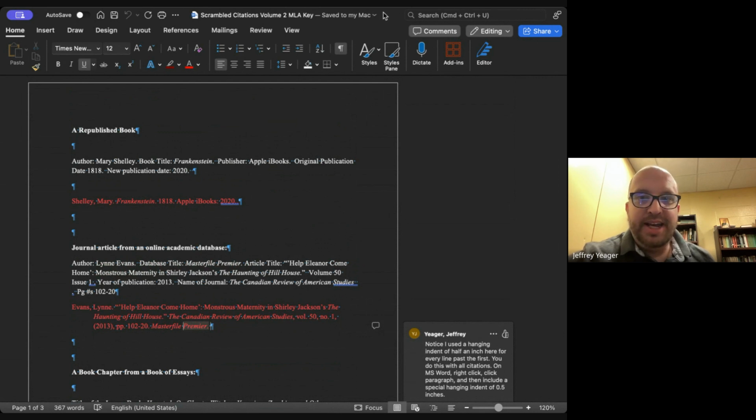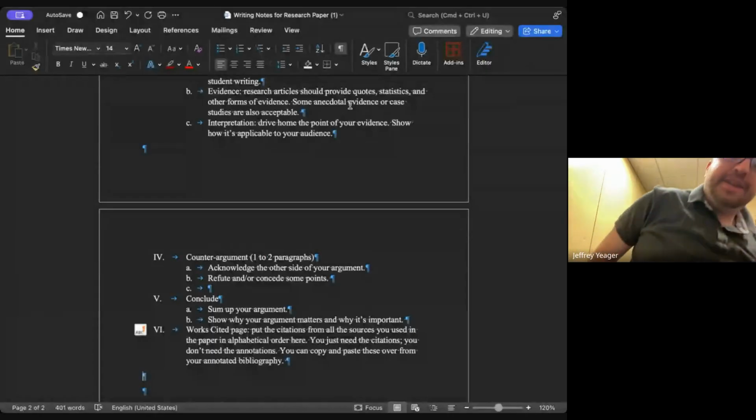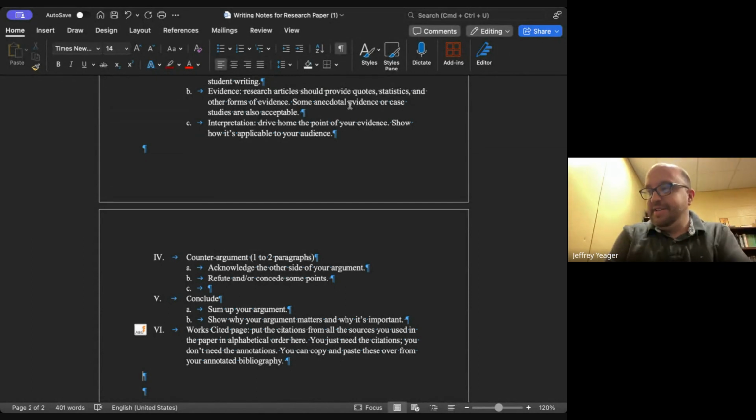So follow my key. I would say follow my key before you, instead of making Microsoft Word do your citations for you. Usually Microsoft Word will mess you up. Okay. Yeah, I usually just use this. Yeah, I always do mine by hand, just because Microsoft Word or EasyBib or something like that will usually mess you up.